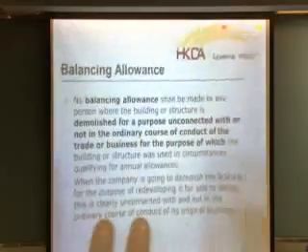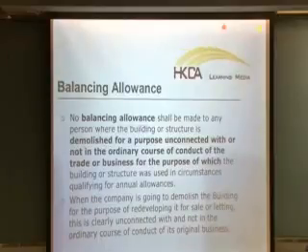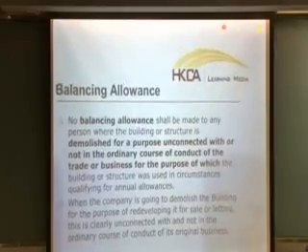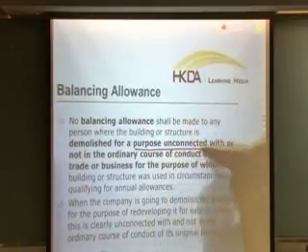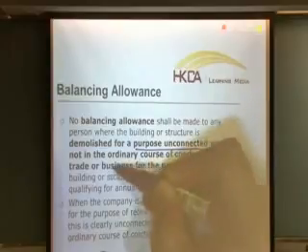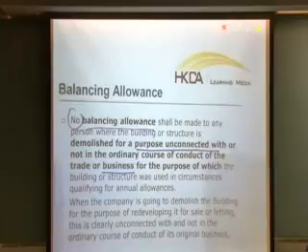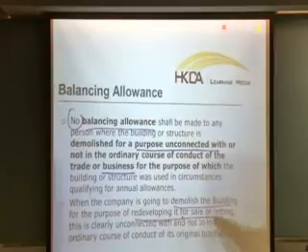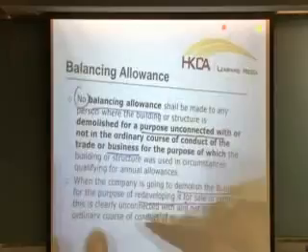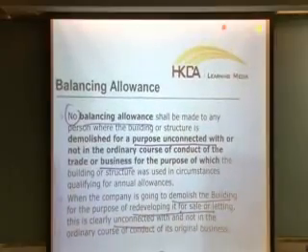Okay, then balancing allowances. Sometimes if you are not disposing the property, or you dispose the property for purpose unconnected with your business, then there's no balancing allowance. For example, you demolish the building for sale, redevelop and for sale, then this is unconnected. Therefore, no balancing allowance will be allowed. And then page 27.